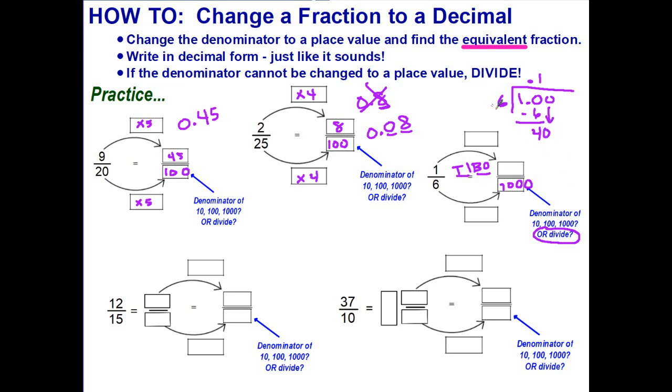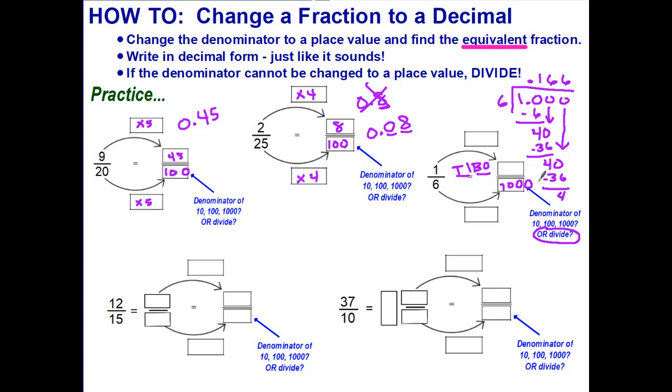Now we have 40. 6 goes into 40 6 times, which is 36. Subtract, 4 remainder. Continue to divide by adding another 0, and we have 40. 6 goes into 40 6 times. 6 times 6 is 36. We have a 4 remainder.